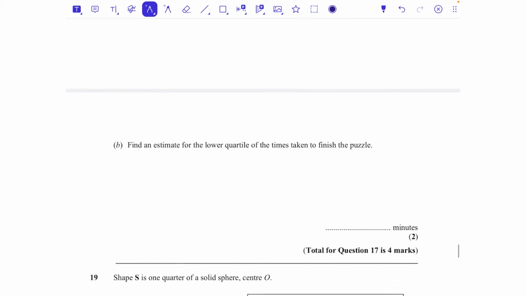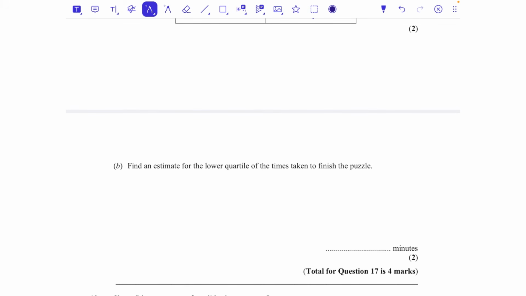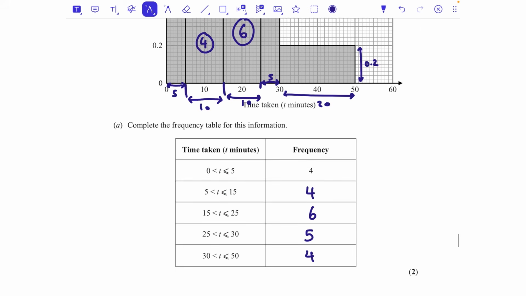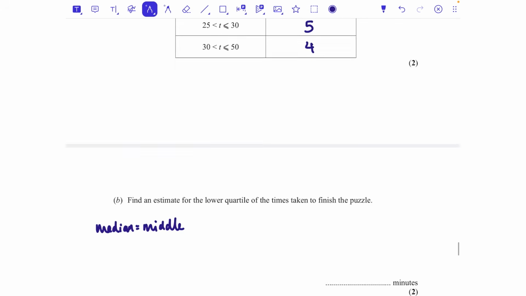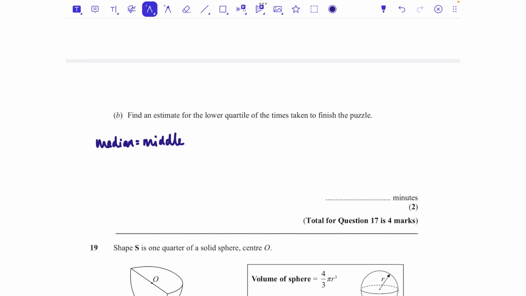And then it says find an estimate for the lower quartile of the times taken to finish the puzzle. Now the median would be in the middle. So if I said find an estimate for the median, we'd have to try and work out how long that middle person took. But for the lower quartile, we actually want to go a quarter of the way through the data. So a lower quartile is 25% or a quarter through the data.